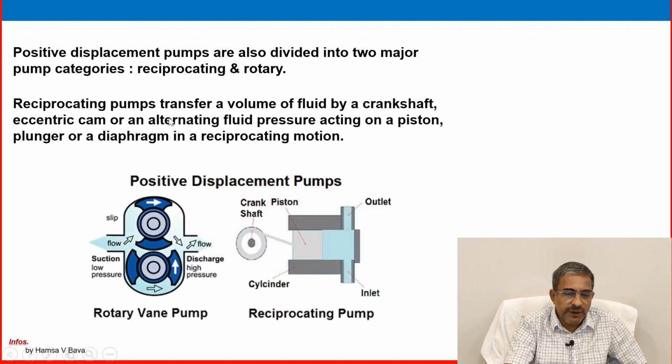Positive displacement pumps are also divided into two major pump categories, as discussed earlier: reciprocating and rotary. Reciprocating pumps transfer a volume of fluid by a crankshaft, eccentric cam, or an alternating fluid pressure acting on the piston, plunger, or a diaphragm in a reciprocating motion. This is the reciprocating pump.